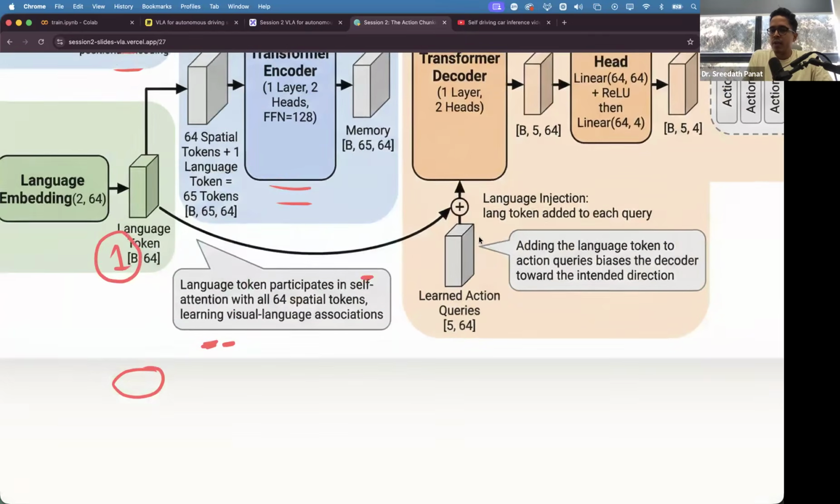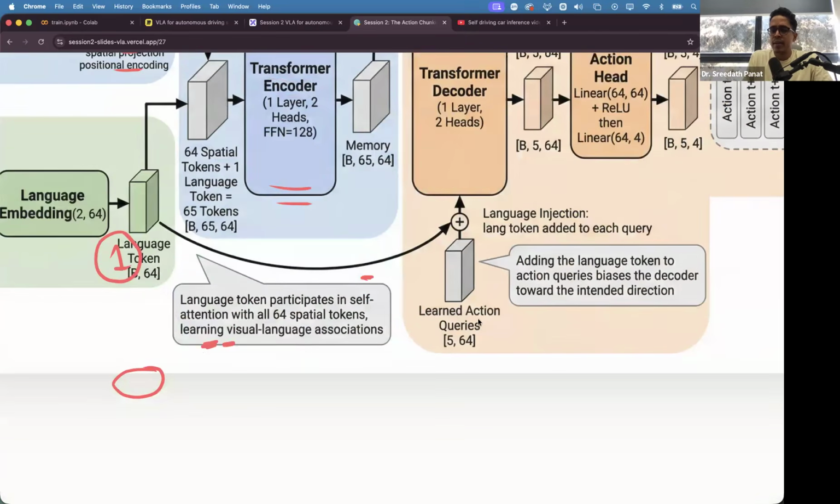In the decoder, only one difference compared to the earlier part is, you have 5 action queries of dimensionality 64. But to better condition these action queries, to each action query, you add the language token also. The language token is 64 dimensional and you have only one token, but here you have 5 action queries. So it's not concatenation to produce 6 tokens, it's addition. The language token is added to each of these. So it's basically injecting language into the query also.